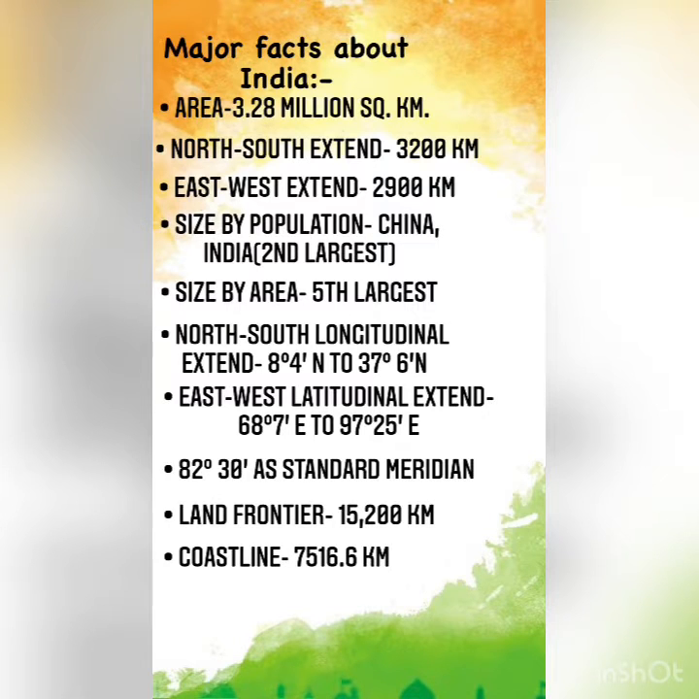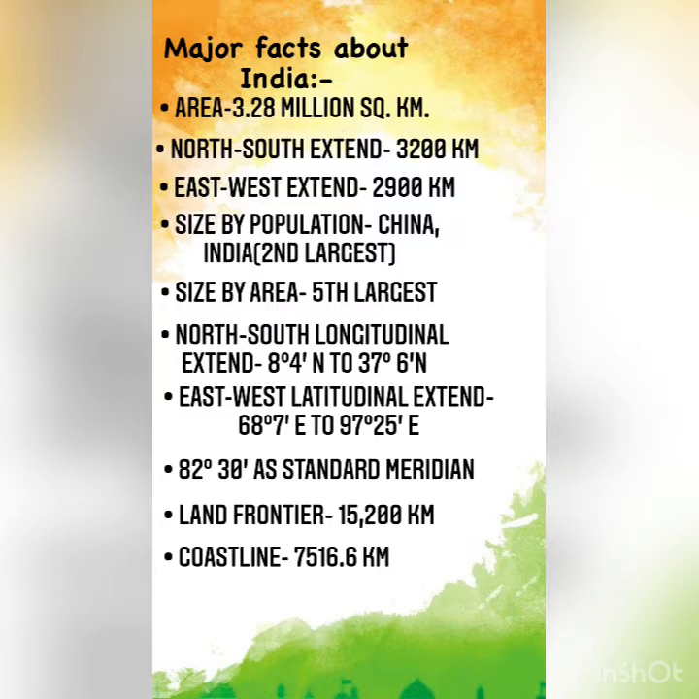Next is size by population. So where India stands according to population? After China, India stands at second position. Okay children? Next is size by area. So where India stands according to area of the country, it is fifth largest country according to area. Next is, what is north-south longitudinal extent? It is 8 degree 4 inch north to 37 degree 6 inch north. This means that India lies totally in northern hemisphere.